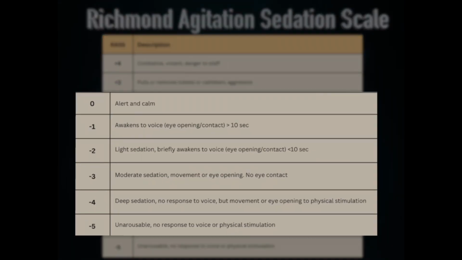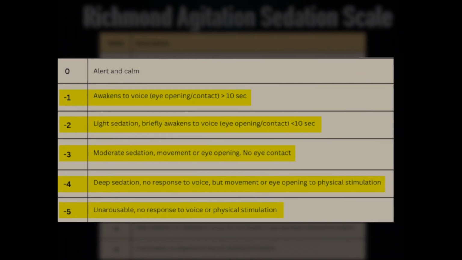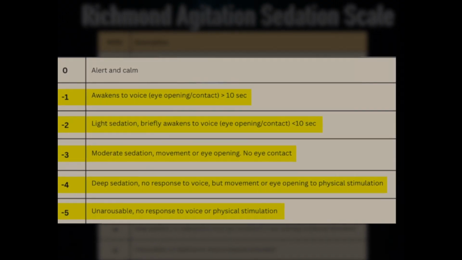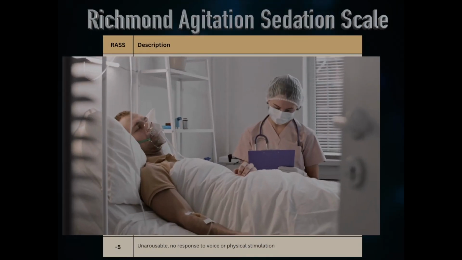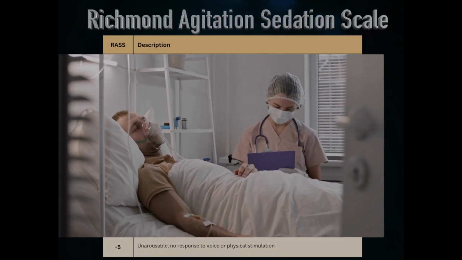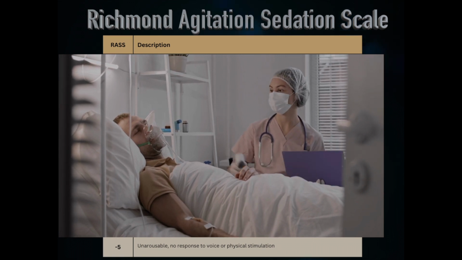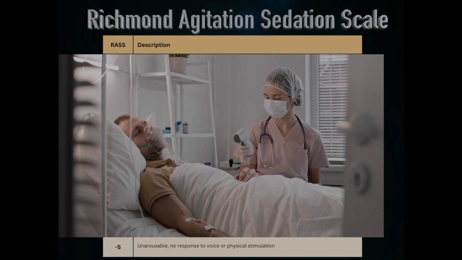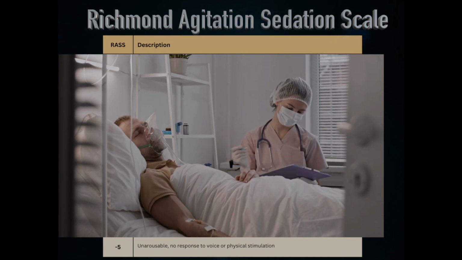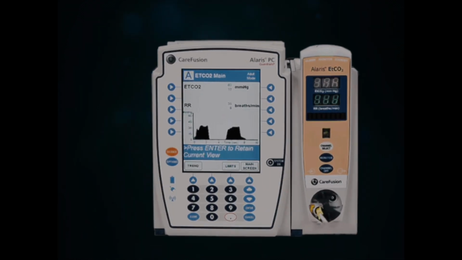to others. Moving down the scale from the baseline of alert and calm, you can see that a patient's response to stimuli decreases as the score drops further. A patient with a maximum lower score would be completely unarousable and have no response to voice or physical stimulation. A possible example of this is a patient who is being deeply sedated for a medical procedure. Patients receiving any type of sedation will benefit from having their ETCO2 observed.